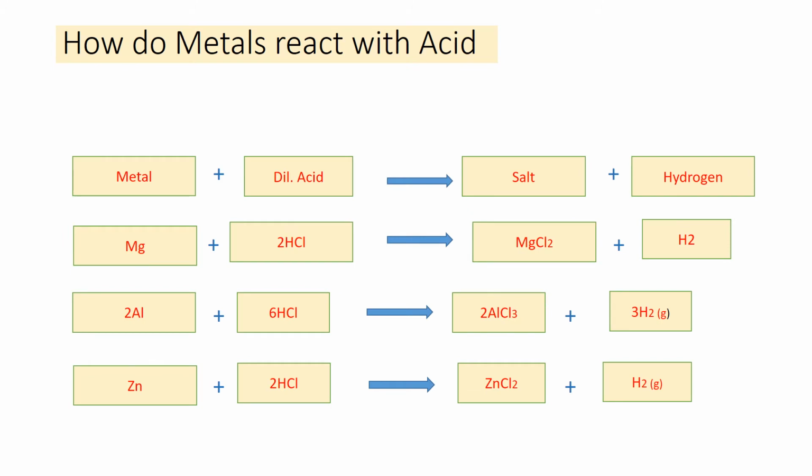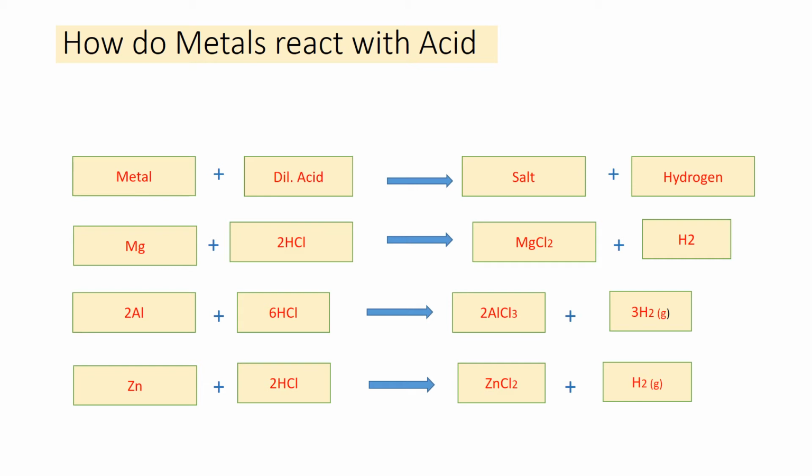See, how do metals react with acid? As you know, when metals react with acid, they form salt and hydrogen gas. As you have seen in the activity, hydrogen gas is evolved, and the solution which is left there is the salt solution. So remember to learn these word equations. It will be helpful for you to write chemical equations.